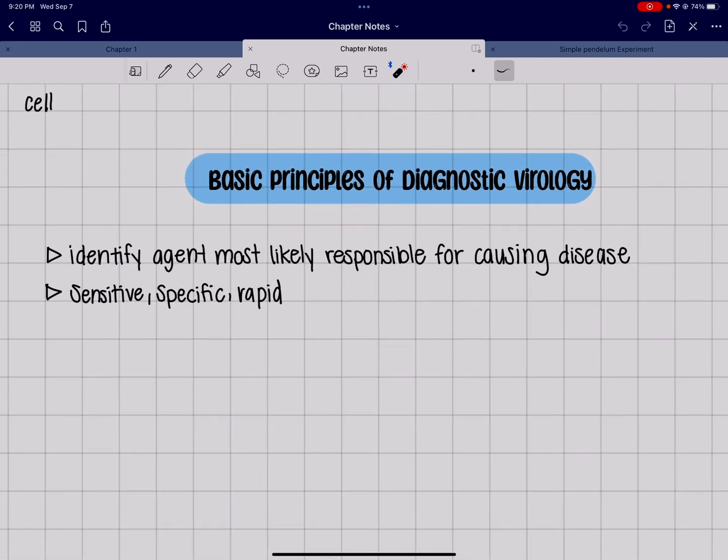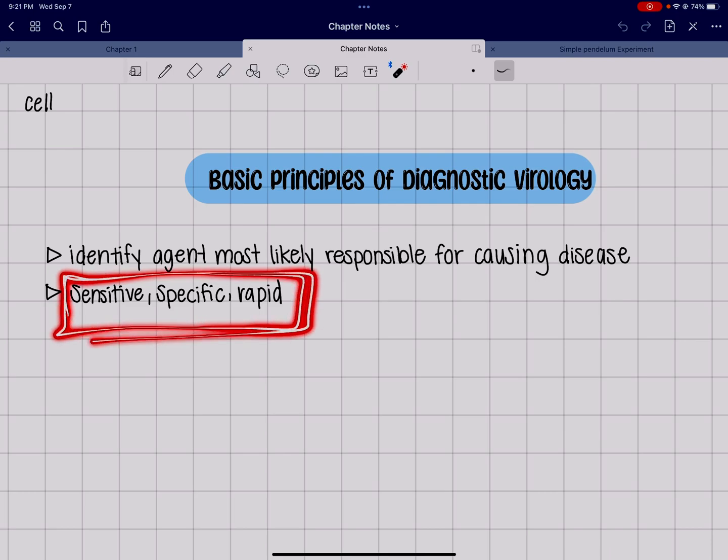And finally, the basic principles of diagnostic virology. They are to identify the agent most likely responsible for causing disease in human and animal patients. These are the ideal conditions for the assays: they must be sensitive, specific, and rapid.